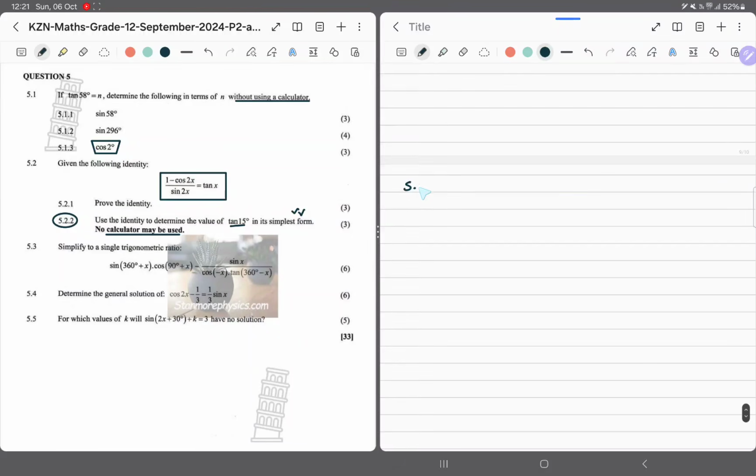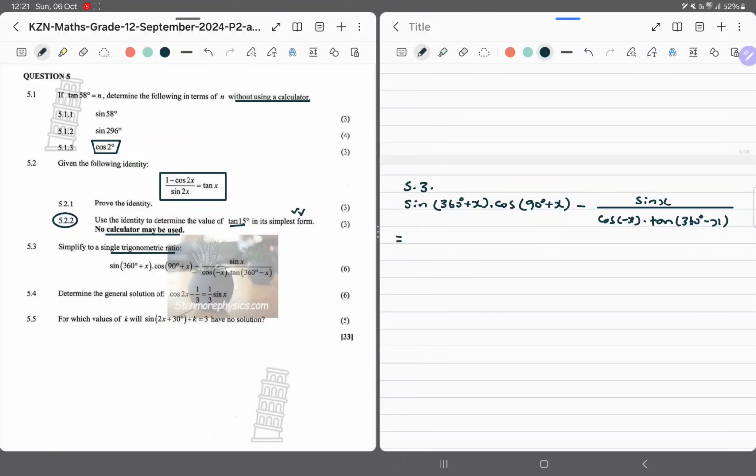So let's move on to 5.3. Now this says simplify to a single trigonometric ratio. So, okay, sine of 360 degrees plus x times cos of 90 degrees plus x, minus this big boy right here, sine of x divided by cos of minus x multiplied by the tangent of 360 minus x. Okay, nice.